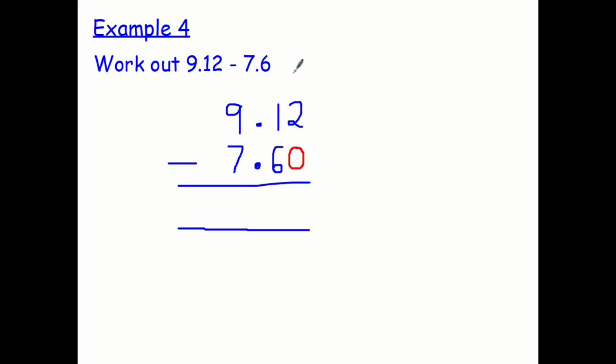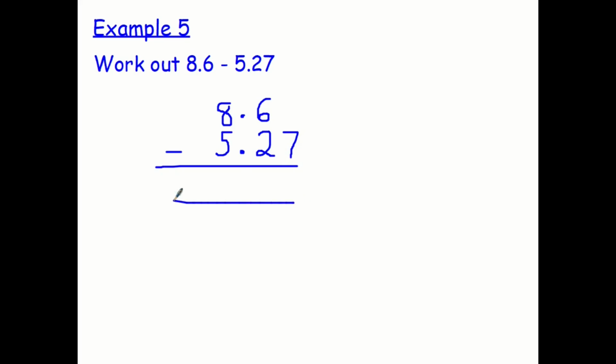So read from top to bottom. 2 take away 0 is 2. 1 take away 6 I cannot do in that instance, so I'm going to borrow from here. That reduces by 1, and then I get an 11 here. So that becomes 11 take away 6, which is 5, put my decimal point in place, and the final part of my question is 8 take away 7, which is 1. 1.52 is my answer.